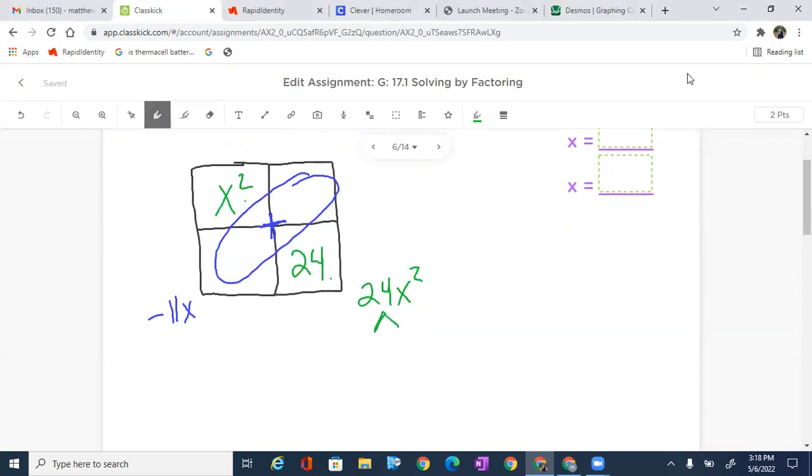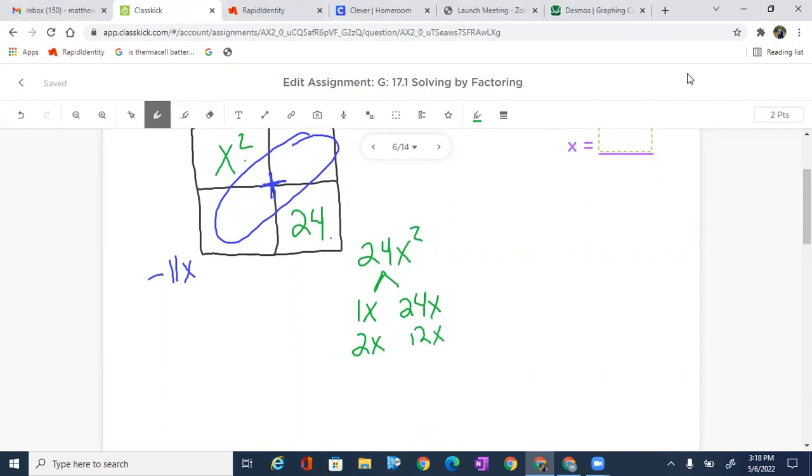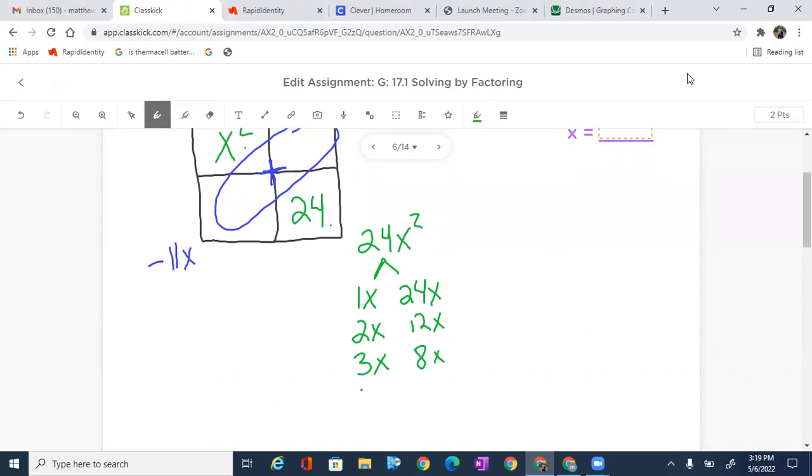I'm going to take 24x squared. I'm going to say, okay, well, 1x times 24x is 24x squared. 2x times 12x is 24x squared. And I'm just going to keep with the list. 3x times 8x is 24x squared. 4x and 6x is 24x squared. And then I might go, well, does 5 work? But once these numbers get close to each other, for example, like 4 and 6 are close to each other, that usually indicates we're getting pretty close to being done.